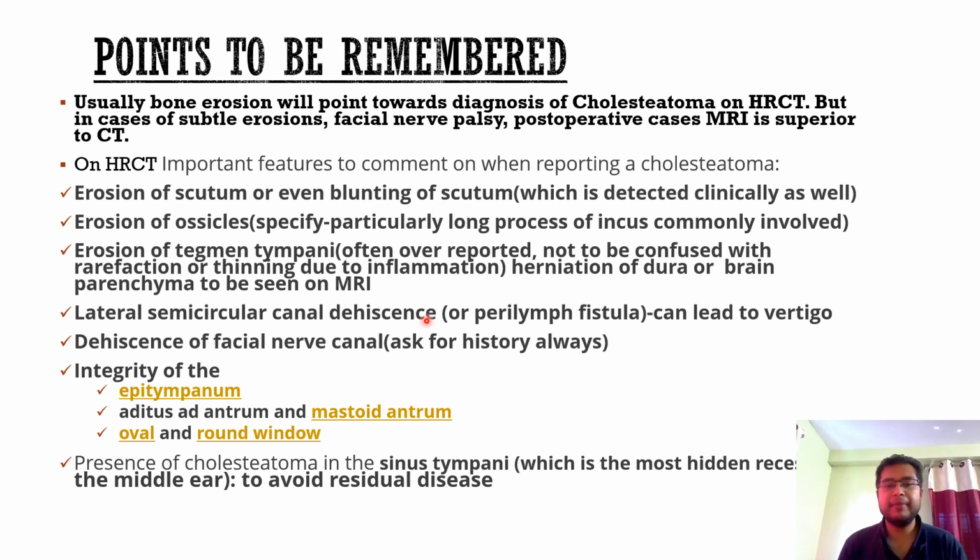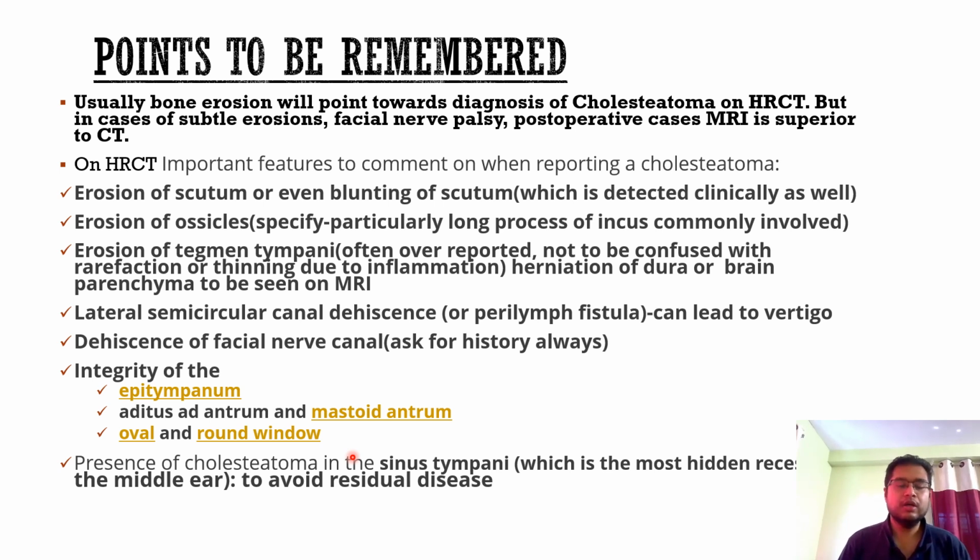If you give tegmen tympani erosion and the clinician asks you for herniation of the dura or the brain parenchyma, get an MRI done. Then lateral semicircular canal dehiscence, which can lead to vertigo, has to be looked for in case of cholesteatoma. And the dehiscence of the facial nerve canal, always trace the facial nerve canal in whatever HRCT of the temporal bone. Again, you have to look at the anatomy for that.